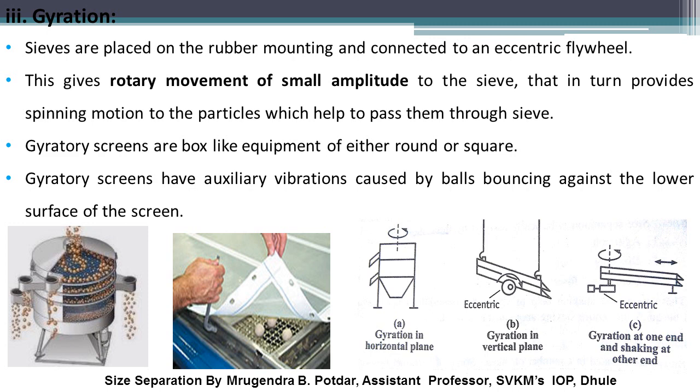Due to the gyrations, or the rotatory, spinning movement of that particular sieve, the exact size separation will take place, and again coarse particles are separated from fine particles due to the process of gyration.